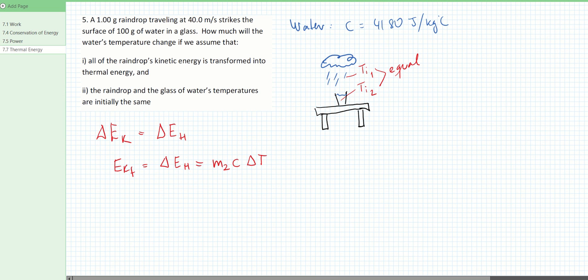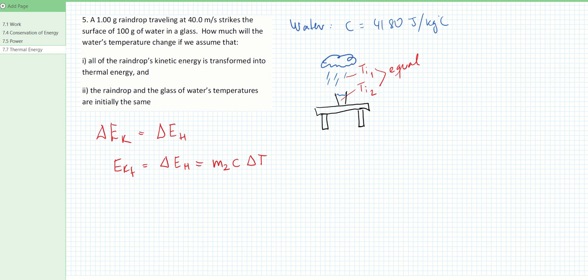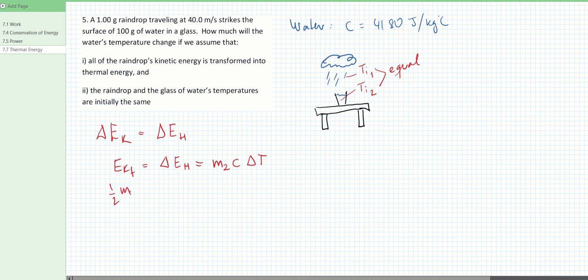Now you can do this in one step, kind of like one calculation. You can split it in 2 steps. I think on the answer key there's 2 steps. You can calculate your kinetic energy separately and then use that value for energy in your thermal energy calculation to find the temperature change. It's up to you how you want to do it. Either way, you should get the same answer. So we know kinetic energy is just going to be 1/2 m, let's call the raindrop m1, v final squared. So this is going to equal our m2 c delta T here.